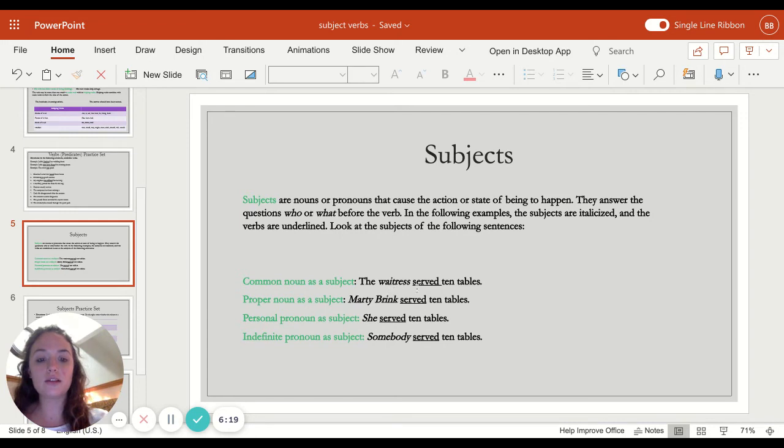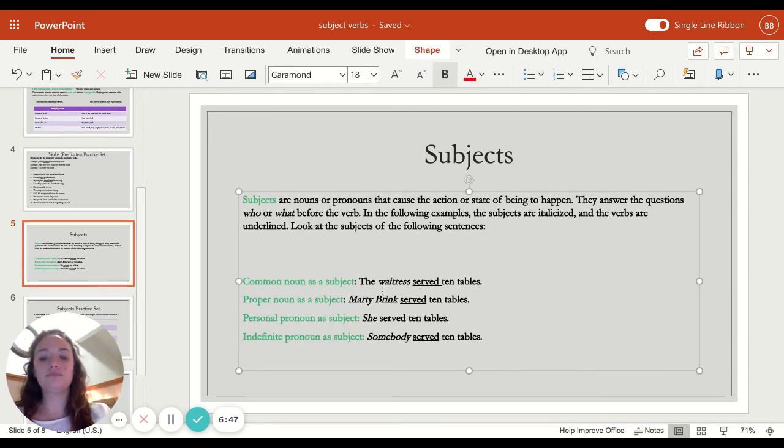So the waitress served 10 tables. Subjects always come before the verb. So served is our action, right? Who served? The waitress. So that's our subject. That's the main focus of the sentence. Who or what? Okay? And then what did they do? They served. Okay? So subject, verb.